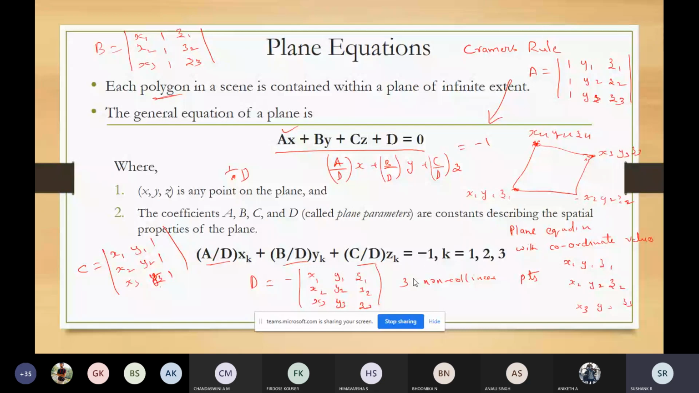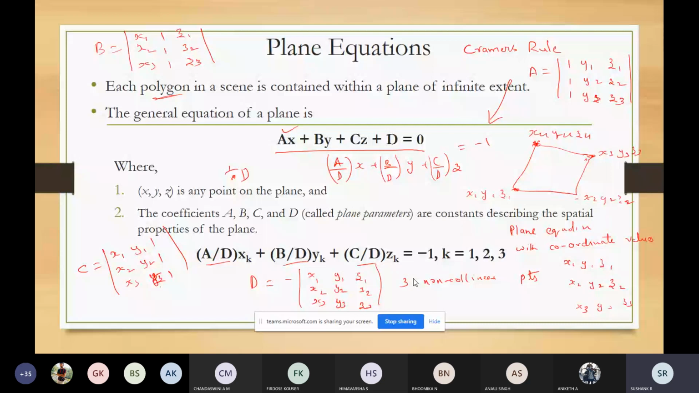In our example, the points are x1, y1, z1, x2, y2, z2, and x3, y3, z3, and you can obtain the plane equations for a by d, b by d, and c by d. Once we get into this form, we can obtain the values of A, B, C and D by using Cramer's rule. By using Cramer's rule, we can obtain the solution in determinant form.